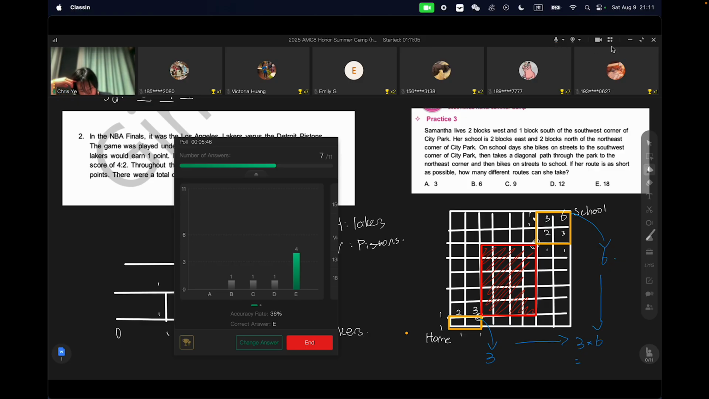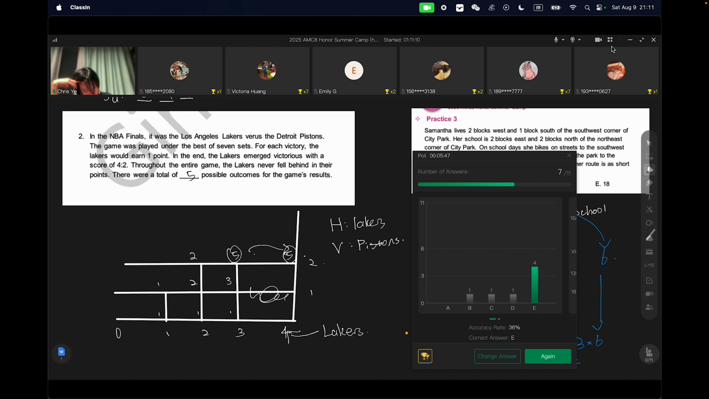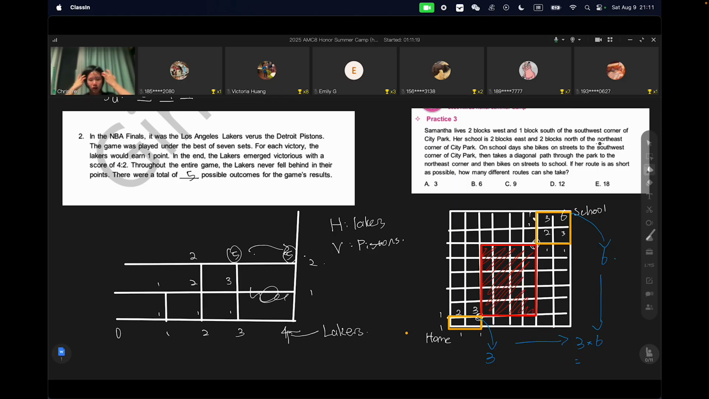Okay, I'm going to check the answers. Let's see. So the answer is going to be E, 18. It's a little bit complicated to visualize since there is so much going on.